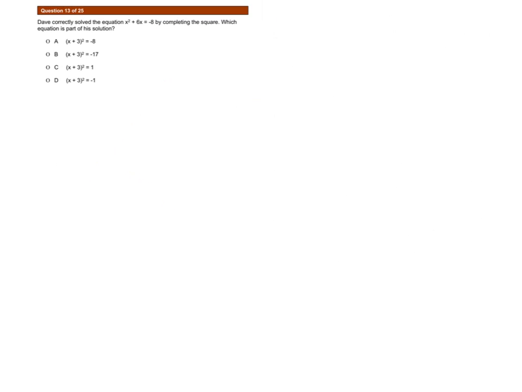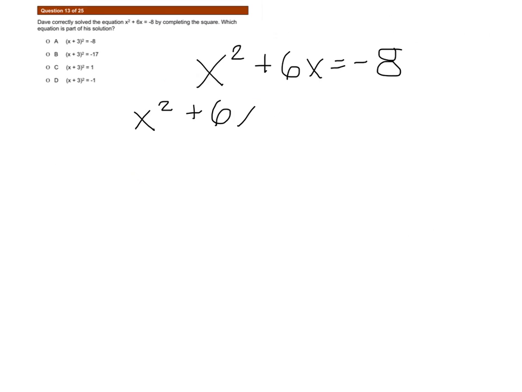Problem 13. Dave correctly solved the equation x squared plus 6x equals negative 8 by completing the square. Which equation is part of his solution? Well, let's take the equation and rewrite it. x squared plus 6x equals negative 8, and let's complete the square ourselves. To complete the square, we take half of the middle term, which in this case is 6, half of that is 3, and we square it. So 3 squared is 9, so we add 9.